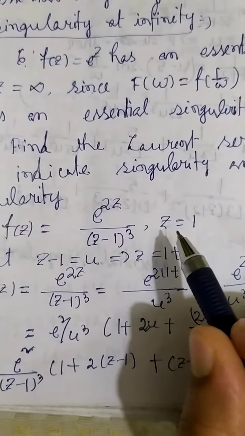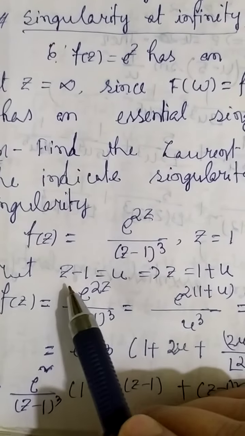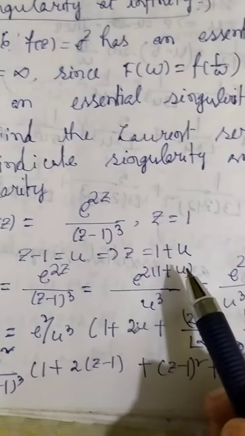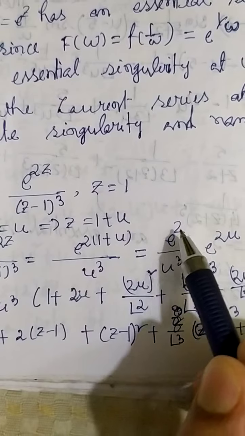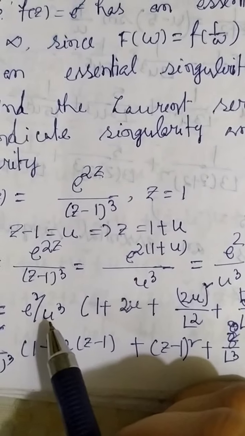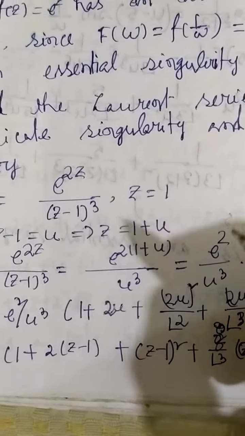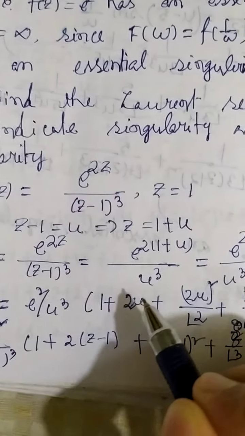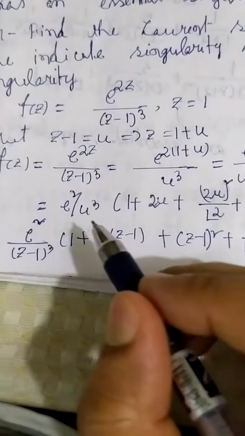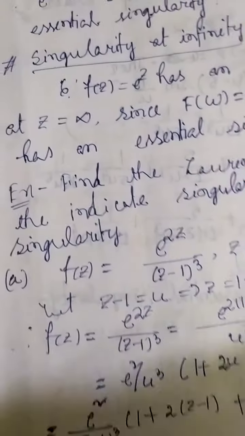So these are some exercise examples I have given. We have to check the singularity at z equal to 1. For convenience of calculation, we are going to consider z minus a equal to u, so z minus 1 is u. We have e square divided by u cube times (1 plus twice u), because we are interested in the z minus 1 term. This is something like that; just put in the value of u.